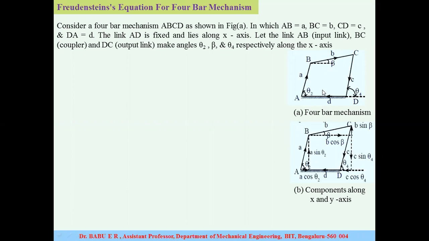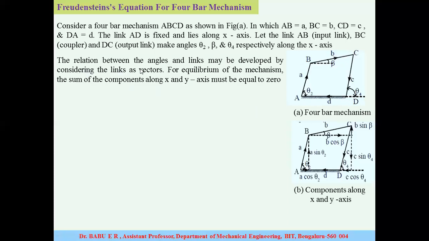So in this 4-bar mechanism, the link AD is fixed along the direction of the x-axis. Now let us assume that the link AB is the input link, the link BC acts like a coupler, and the link CD acts like an output link. The input link makes an angle of theta 2, the coupler makes an angle of beta, and the output link makes an angle of theta 4 with respect to the horizontal axis.